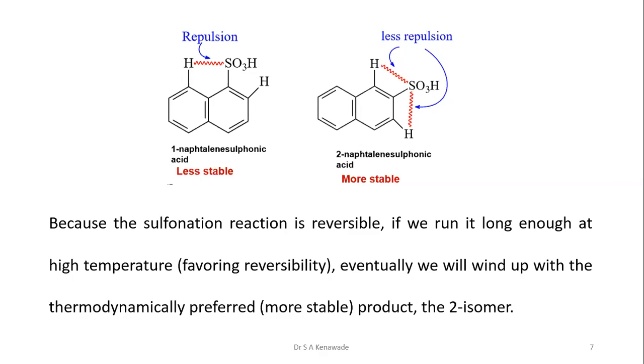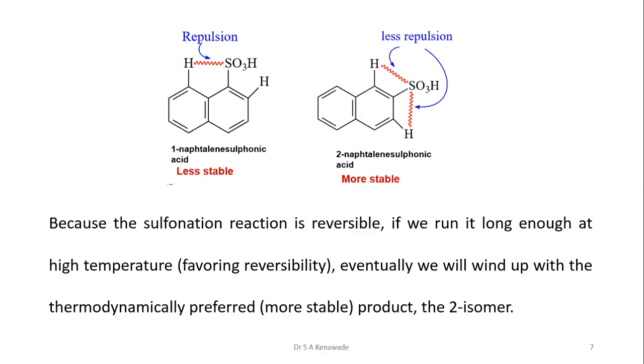When consuming enough energy, or higher energy, the conversion of the less stable product to the more stable product takes place. The more stable product is 2-naphthalene sulfonic acid, because the sulfonic acid at the beta position of naphthalene produces less repulsion with the hydrogen at position 1 and the hydrogen at position 3. Hence, the product formed at position 2 is more stable.